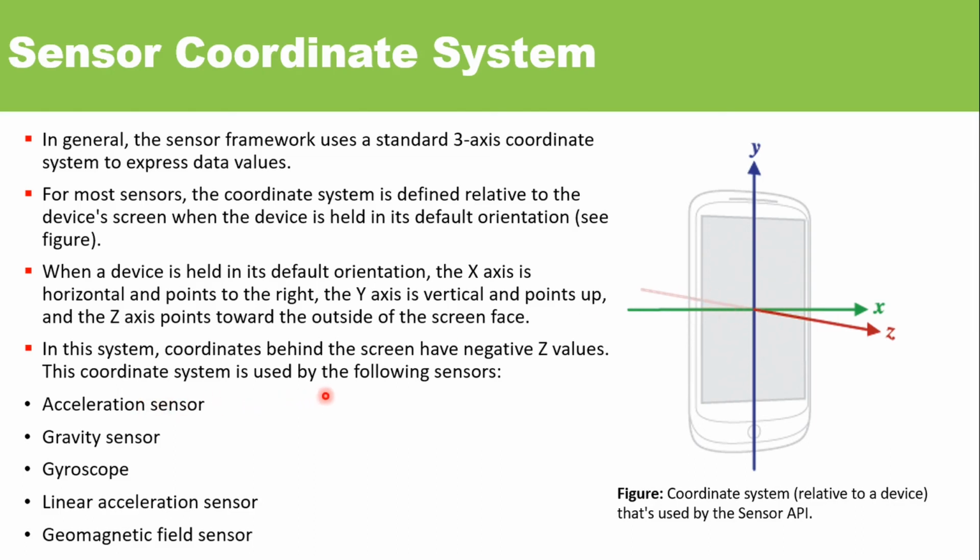This coordinate system is used by the following sensors: the acceleration sensor, the gravity sensor, the gyroscope, the linear acceleration sensor, and the geomagnetic field sensor as well.